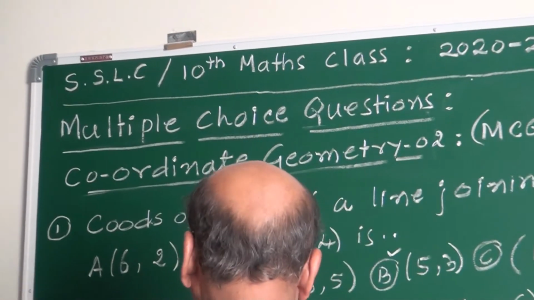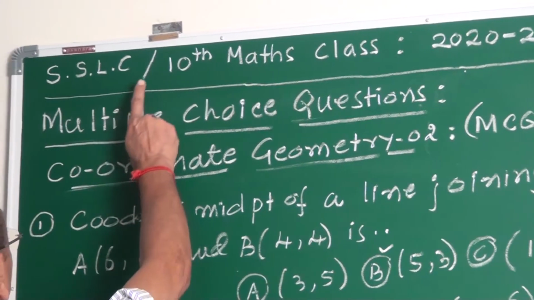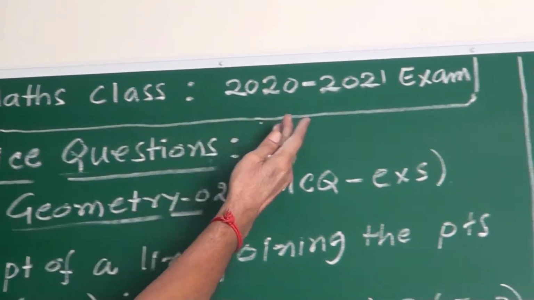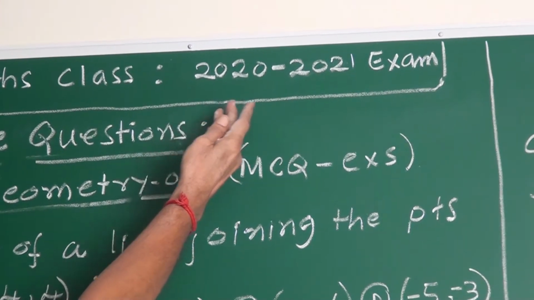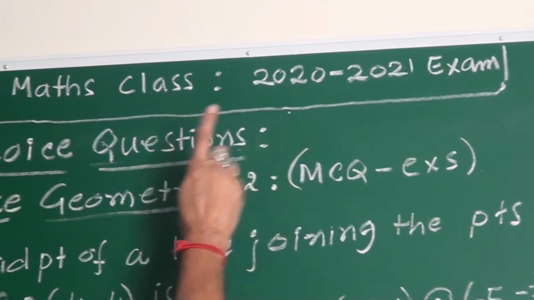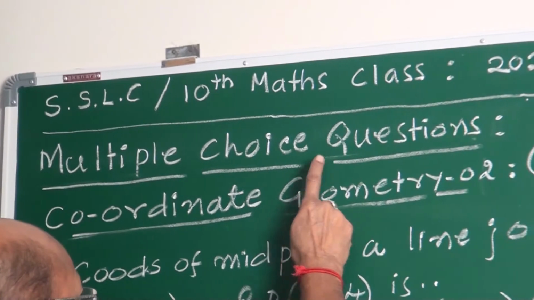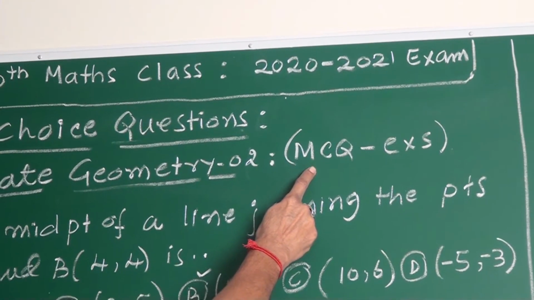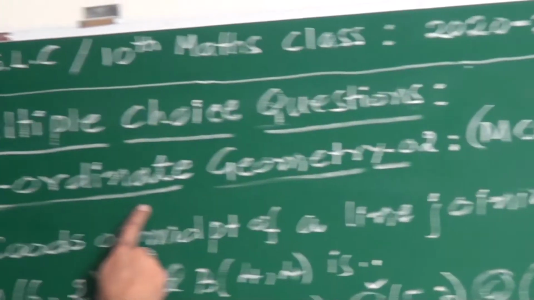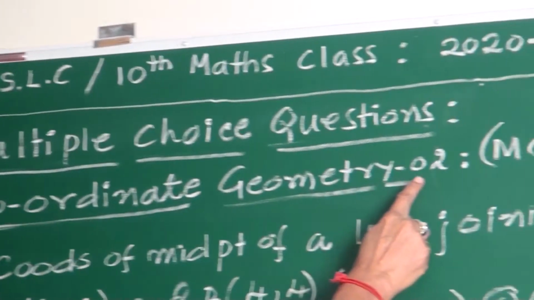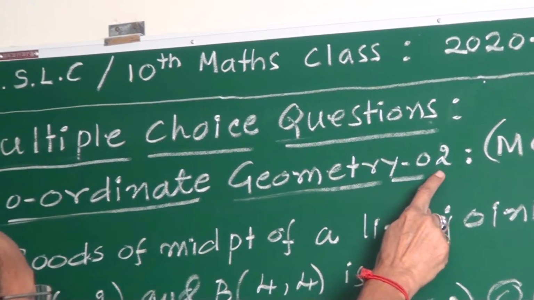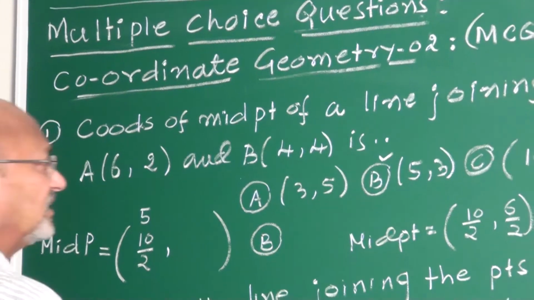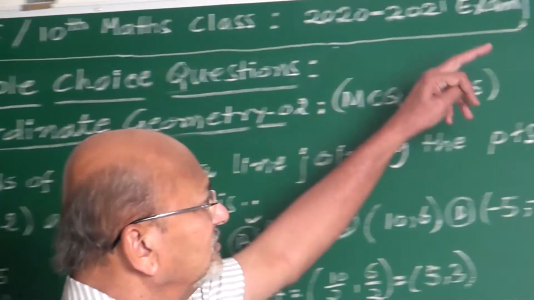Now I will start with coordinates. I have written everything, my friends. S.S.L.C. 10th Maths Class, 2020-21 exam I am doing. Multiple choice questions on coordinate geometry. This 0 to indicates, my friend, it is the second class on coordinate geometry. Then this is the formula.